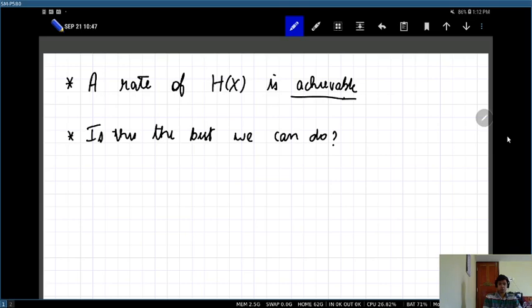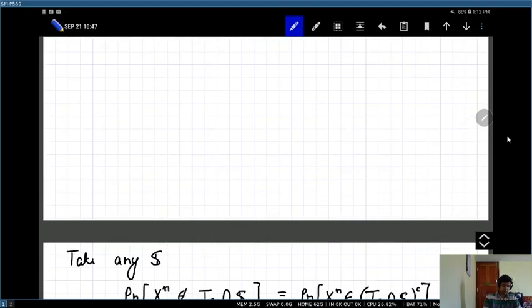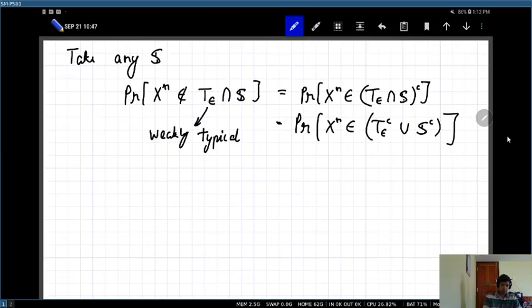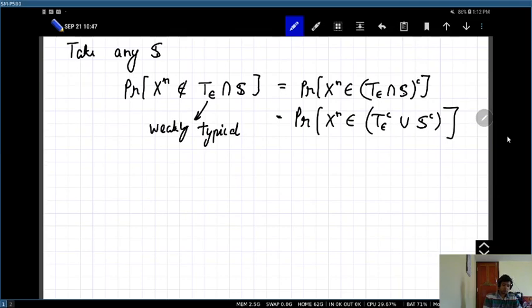The next question is: is this the best that we can do? And it turns out that indeed this is. And the way to prove it is going to be pretty similar. So you take any set S, which is a high probability set, right? So this S describes another fixed length compression scheme, and you look at the probability that x^n is not in T epsilon intersection S. So look at the set T epsilon intersection S. So this is x^n belongs to some, right?